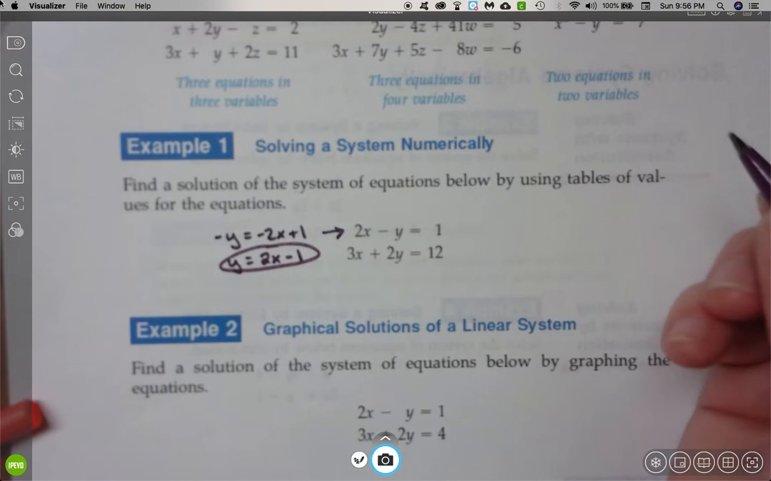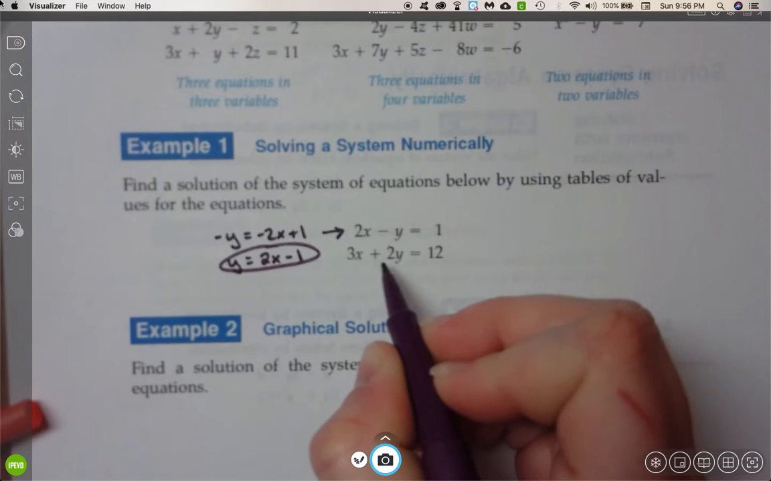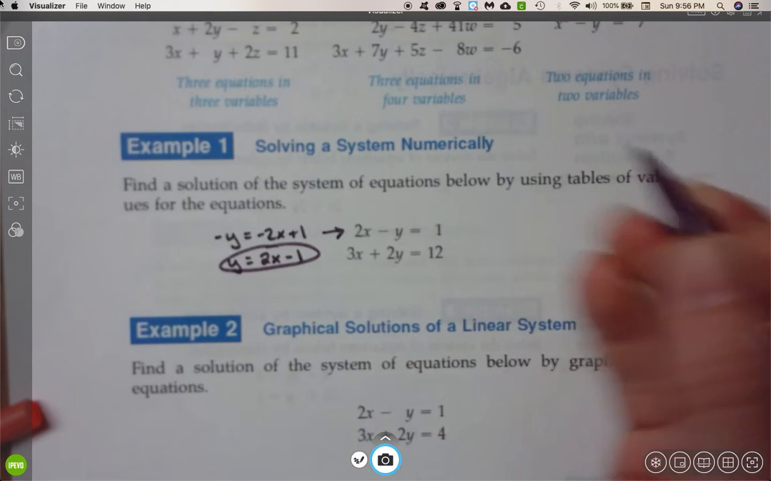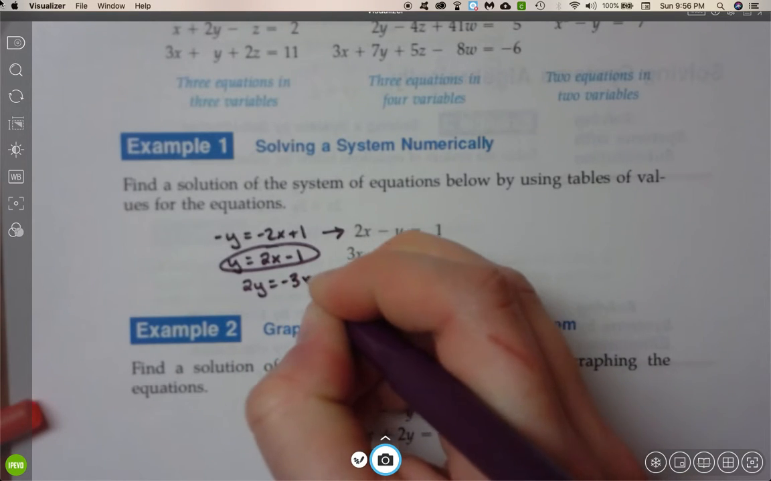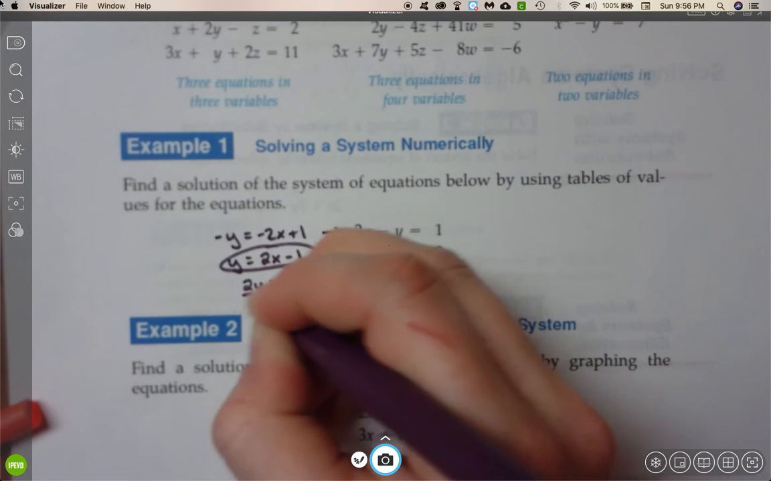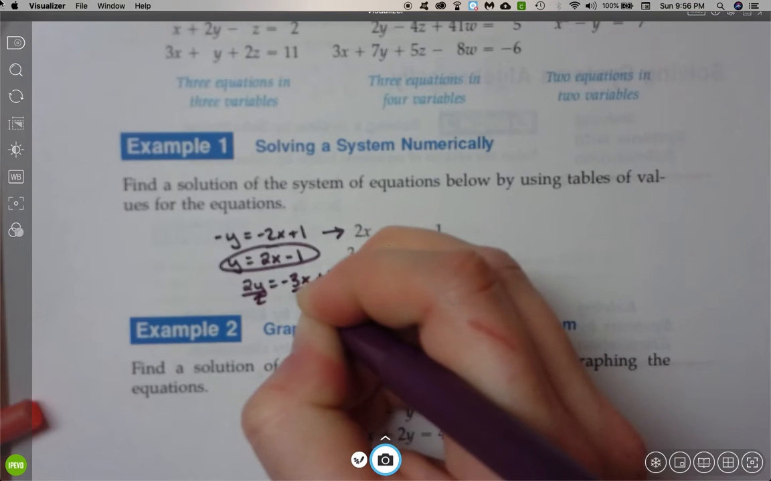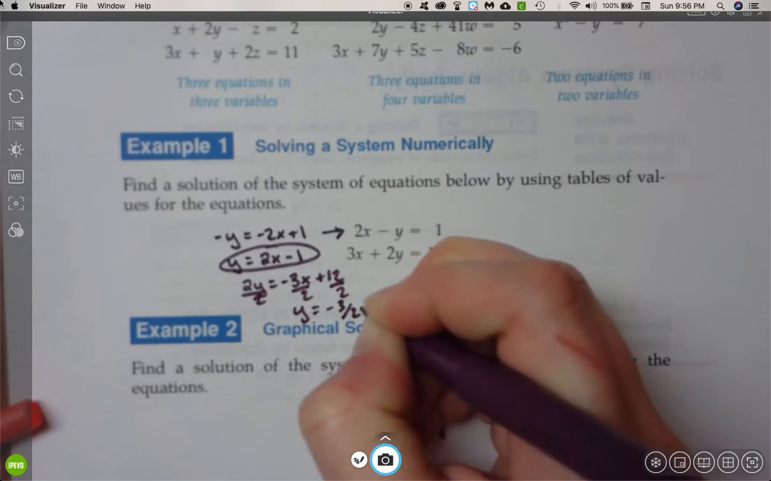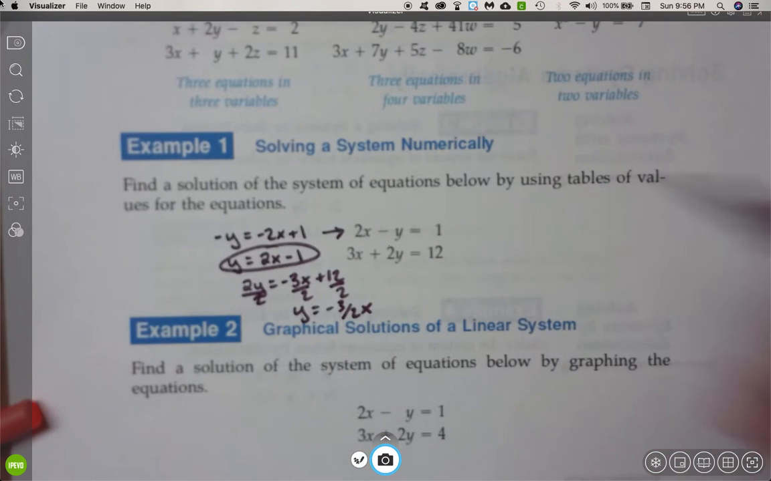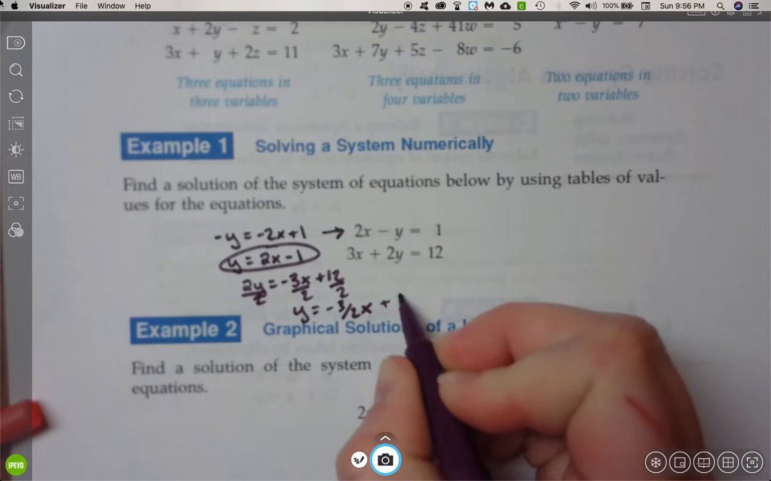Now if I solve the second one, I'm going to kick the 3x to the other side, so I will have 2y equals negative 3x plus 12. And then if I divide by 2 on everything, y will be negative 3 halves. I'm going to leave him as a fraction. Don't ever convert him to a decimal because that's the slope. And then plus 6 is what he will be, okay?